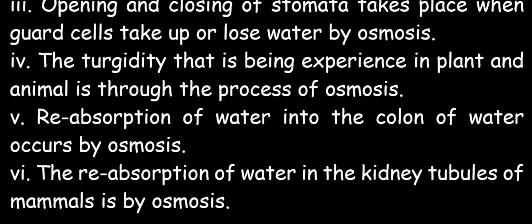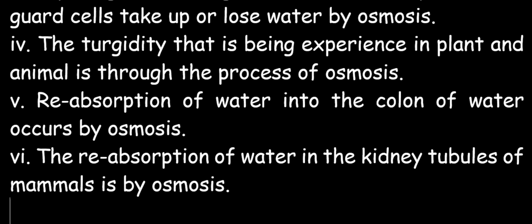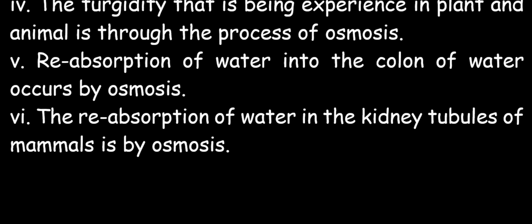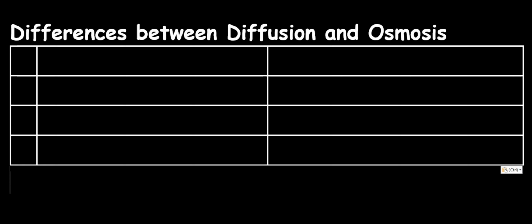During the process of excretion, there is the absorption of water in the kidney tubules of mammals, and this process is by what? Is by osmosis. So we have looked at the importance of osmosis in living organisms. It is important for us to mention the differences between diffusion and osmosis so as not to confuse the concepts together.